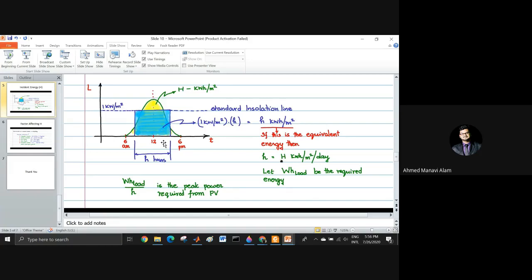আজকে আমরা theoretical জিনিসগুলাই বুঝবো. So WH load is actually the energy, in kilowatt hour. Whenever you divide it by hour, the hour that you have taken for the standard insolation, that is how much time it needs to operate my PV cell. Whenever you divide it by H, then you get the peak power required from the PV.